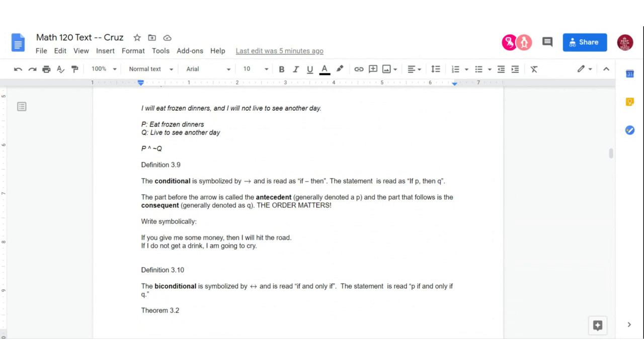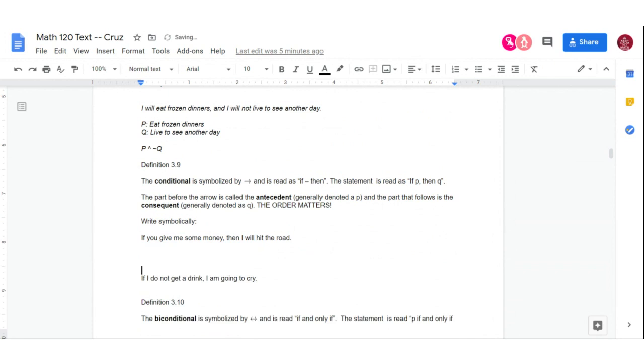So let's go ahead and define these just like we did up there. We've only got two statements here. Now notice that I'm not writing the if and the then in the statement, just like I didn't write any and or in the statement. The and and the or, they have their own symbol, so I don't need to translate that as part of the statement. Same thing here. The if and then are going to be taken care of by using the little arrow thingy.